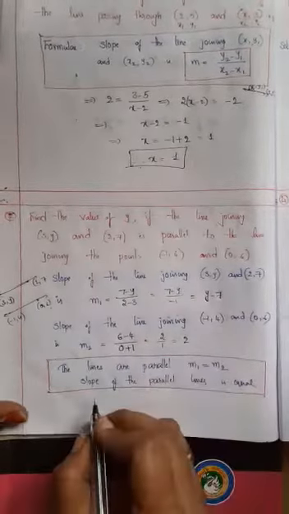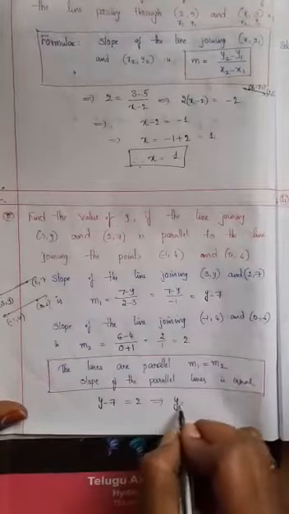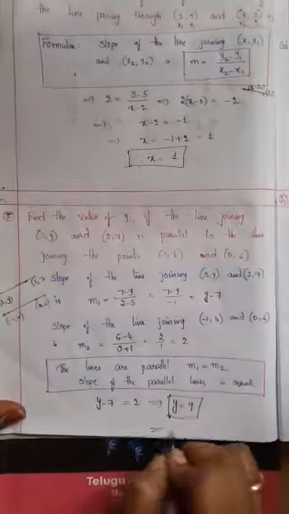So, from this what you can write, y minus 7 is equal to 2, that implies y is equal to 9. Hence, the y value is 9.